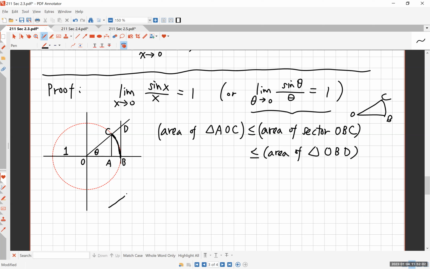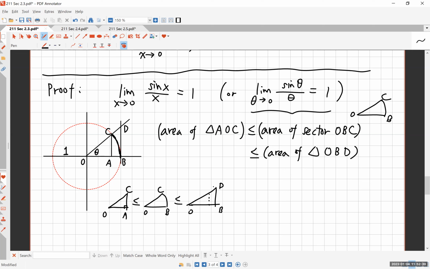Okay, so what am I saying? I'm saying this is less than the piece of pie, less than the bigger triangle, where the smaller triangle is like this. Okay, that's all I'm saying. OAC is less than the piece of pie OBC, which is less than, actually it's strictly less than. But the point is, I'm using the sandwich theorem, okay, so this is OBD. Okay, you get that? So this sets up the squeeze theorem.